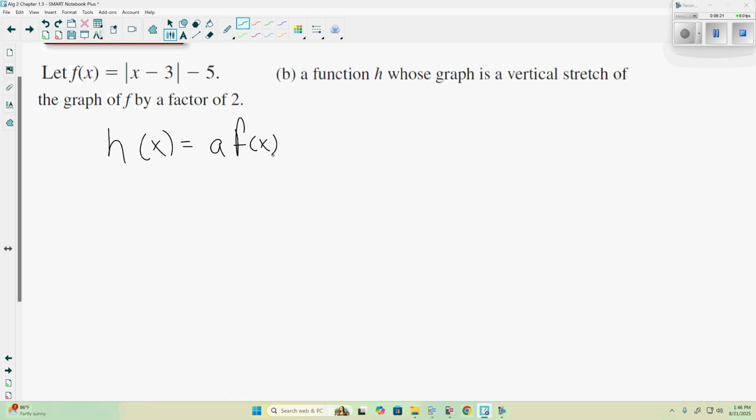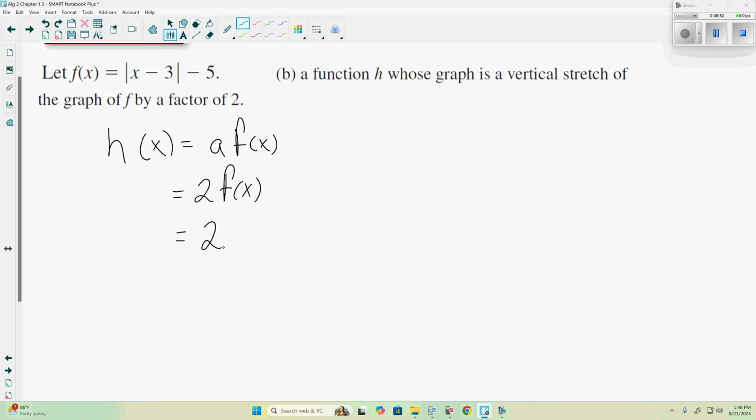What is the value of a? How much are we stretching it by? A factor of what? 2, yes? So the value of a is what? Okay, let's replace it. We know a is 2 for this here. So we're saying 2 times f of x. Questions on how we got 2 times f of x?